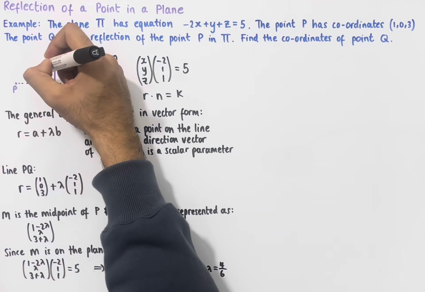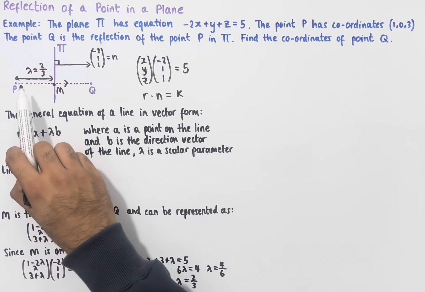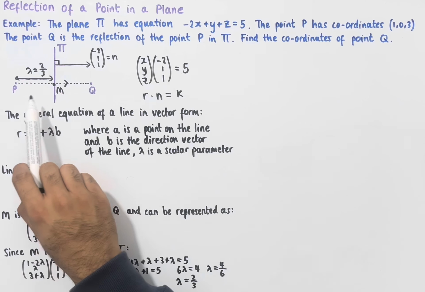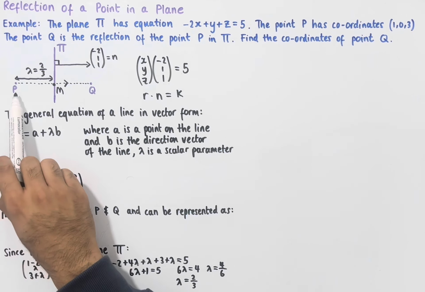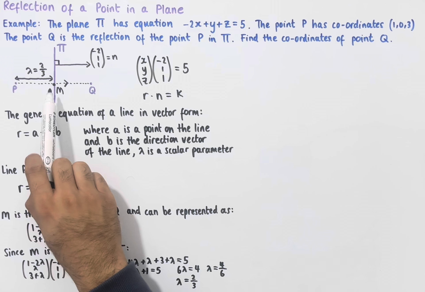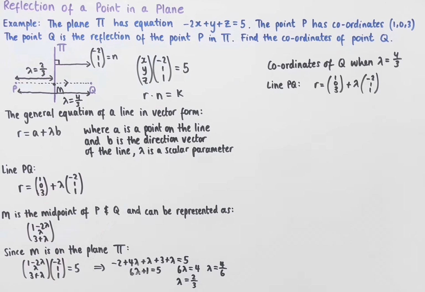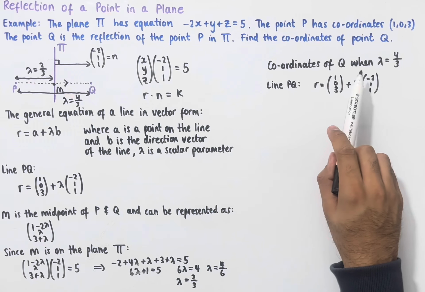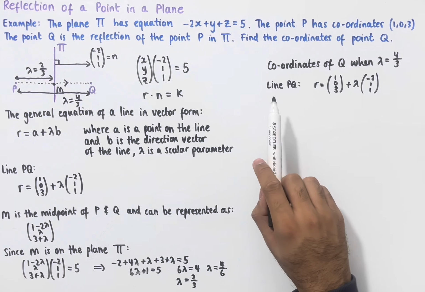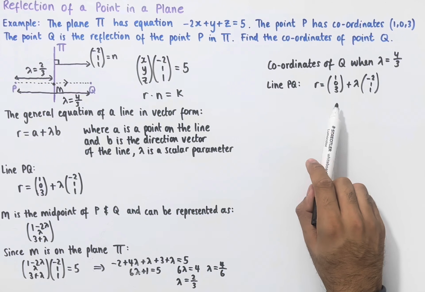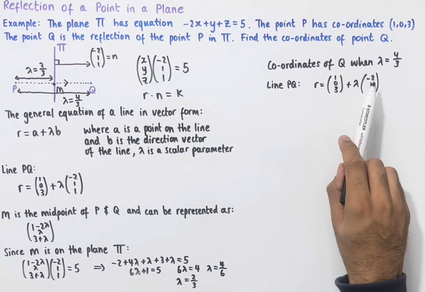And so we can mark this on our diagram as when lambda equals 2 over 3, we get from P to M. Now since M is the midpoint of P and Q, to get from P to Q, lambda would need to equal double the amount here. In other words, 2 times 2 over 3, which gives us 4 over 3. And we can see this on the diagram here. Now to get the coordinates of Q, make lambda equal to 4 over 3 in the equation of the line PQ given by r equals 1, 0, 3 plus lambda times minus 2, 1, 1.